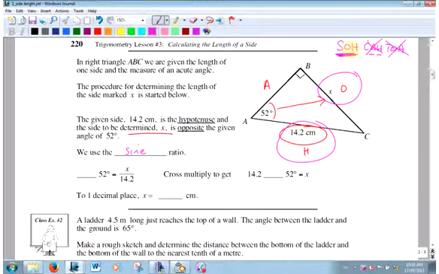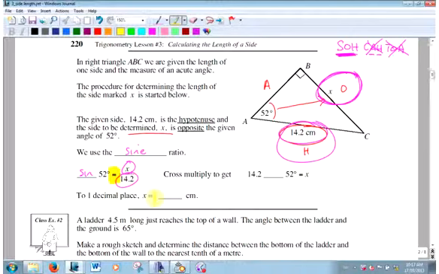Sine is opposite over hypotenuse. The sine of 52 is, what is the opposite? X. What is the hypotenuse? 14.2. That's how we write it out. Okay? And everyone wants to forget this equals here. Don't write sine 52 x divided by 14.2. This is the angle that's equal to this ratio. Remember, trig's just ratios. Don't forget the equal sign.